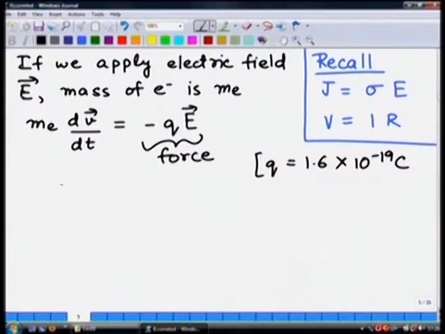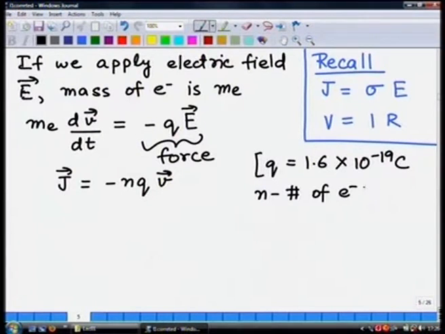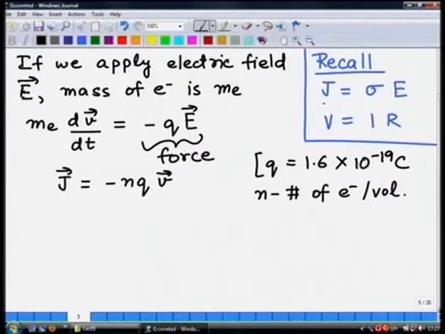Now let's look at the current density. The current density J, in amperes per meter square, should be written as minus N q v, where N is the number of electrons per unit volume and q of course is the charge. So the current density is the number of electrons per unit volume multiplied by the charge and multiplied by the velocity. If I want to look at conductivity, I need a relationship between J and E.